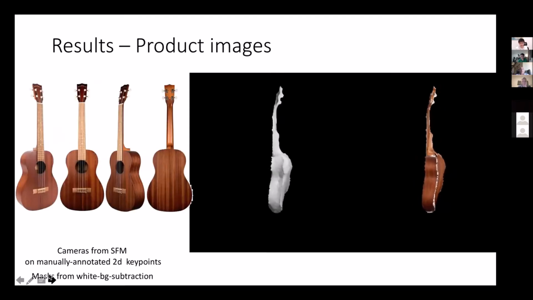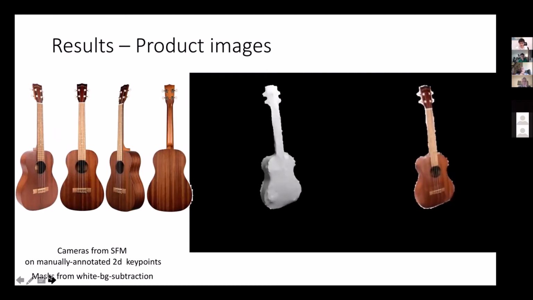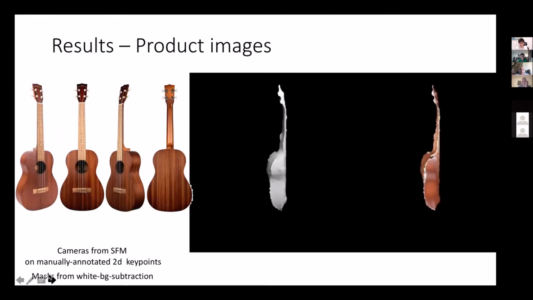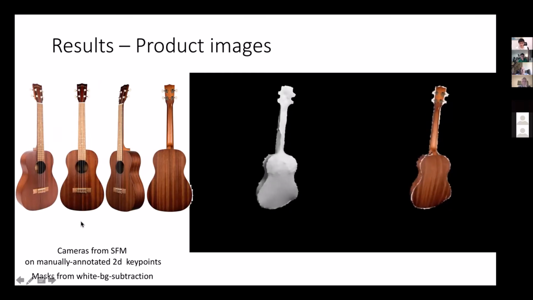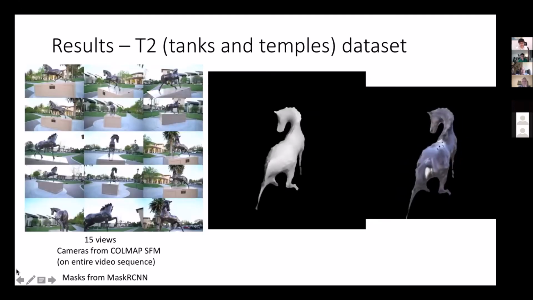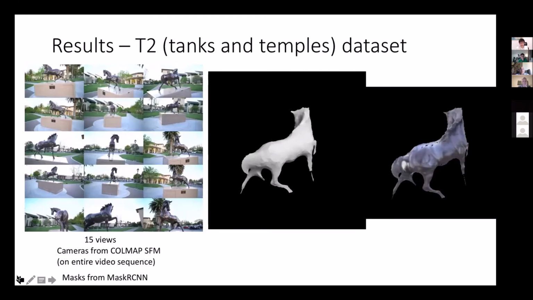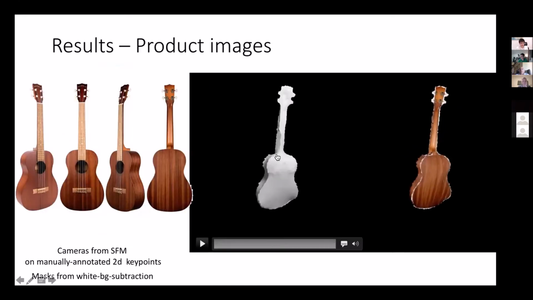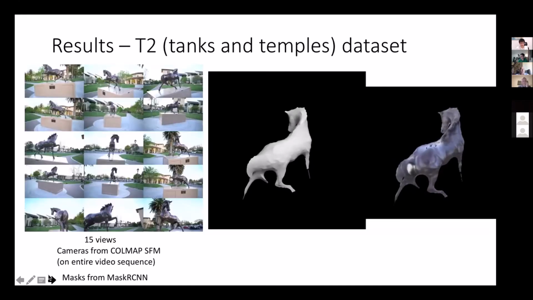Here's another result, and this is from typical product images that you might get from an Amazon catalog. What you will see here is that you get the masks from just the white background. And this is the 3D reconstruction, and this is the mesh.